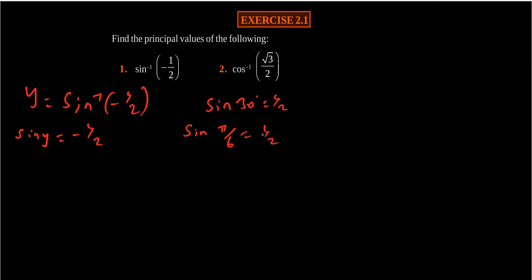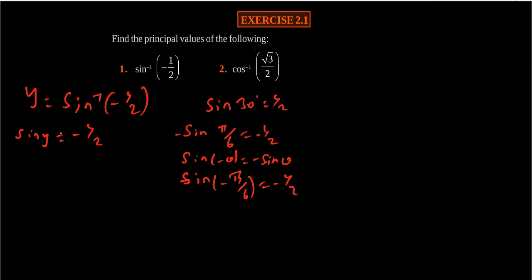But we have to get minus 1 by 2. So, take minus on both sides. So, minus sine pi by 6 is minus 1 by 2. Minus sine theta is equal to sine of minus theta. That means sine of minus theta equals minus sine theta. This we know very well. So, let me substitute here. Minus sine pi by 6 equals sine of minus pi by 6. This is nothing but minus 1 by 2.